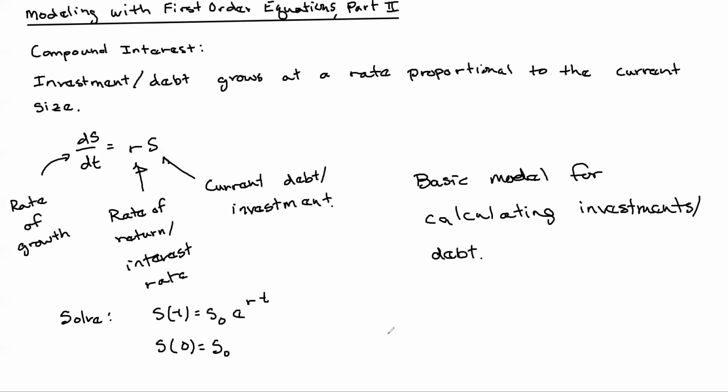Okay, so what we want to do now is go through and introduce an additional factor to make this a little bit more complicated. Now, what if we added additional deposits or withdrawals? How does that change the model?